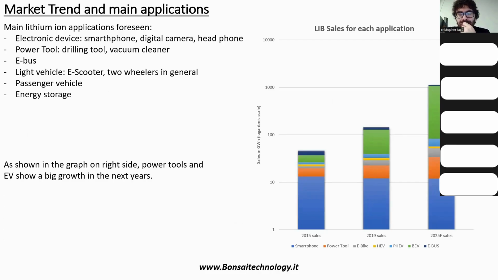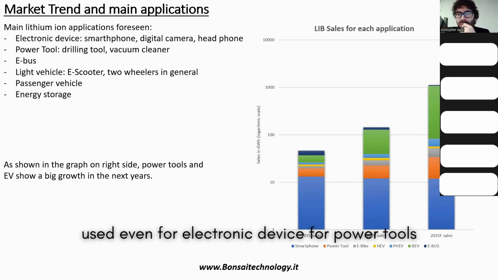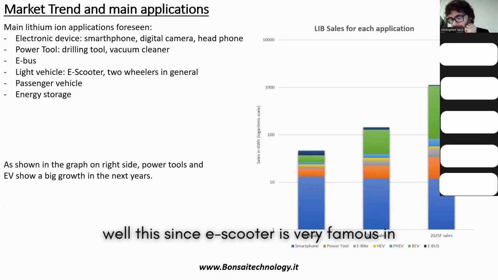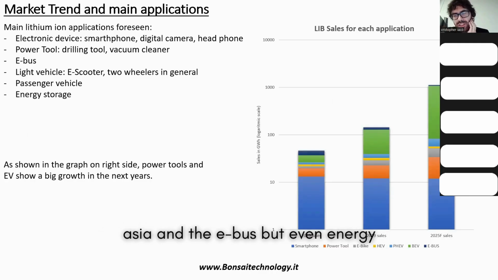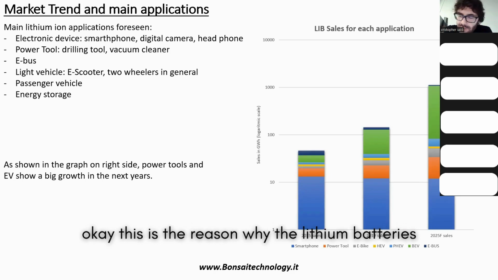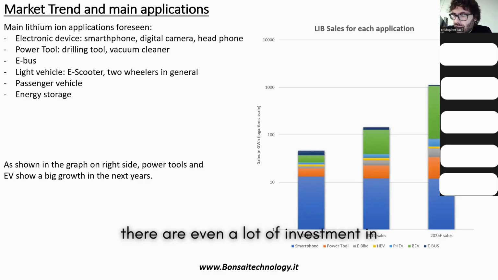And yeah, if we go ahead, in terms of the market trends and main applications, the lithium batteries are not used just for electric cars, the electric vehicle, but are used even for electronic devices, for power tools, for light vehicles like e-bike, e-scooter, and so on, that our Indian participants know very well, since the e-scooter is very famous in Asia, and the e-bus, but even energy storage. For sure, there's a lot of interest in the automotive field. This is the reason why the lithium batteries became so popular during the last years, but believe me, there is even a lot of investment in the energy storage field.